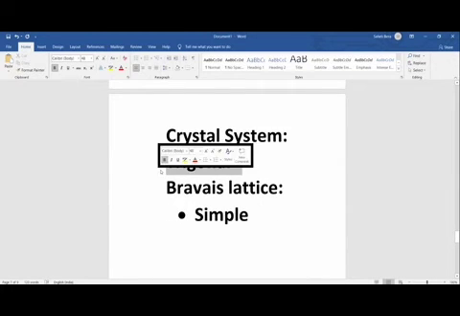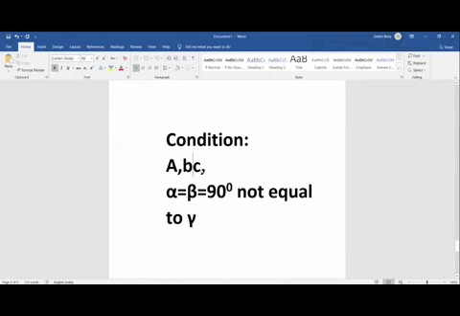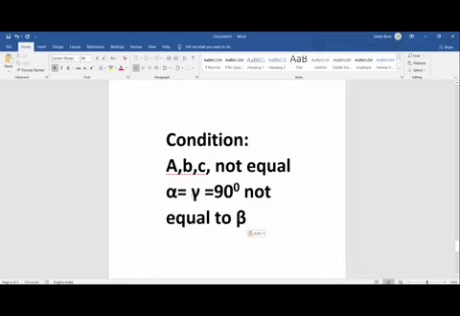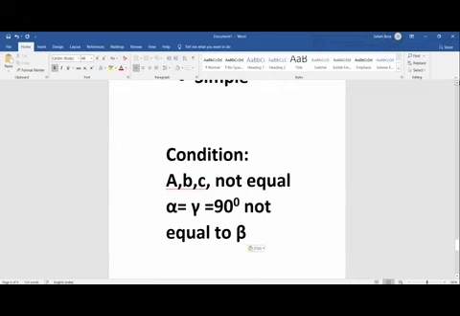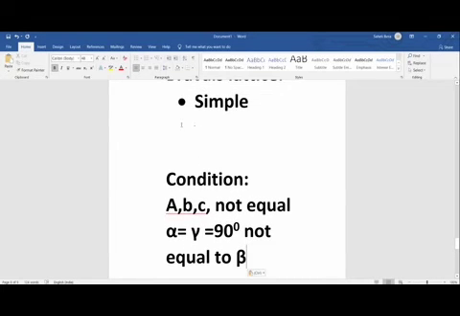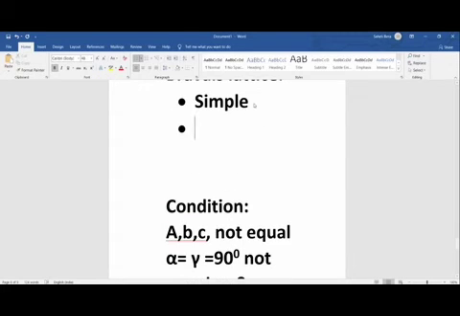Our next crystal system is monoclinic, and its condition is A not equal to B, not equal to C, and alpha is equal to gamma is equal to 90 degrees but beta is not equal to 90, just gamma and beta are swapped compared with the trigonal. In monoclinic there will be two types of Bravais lattice. First is simple monoclinic and then it is base centered.